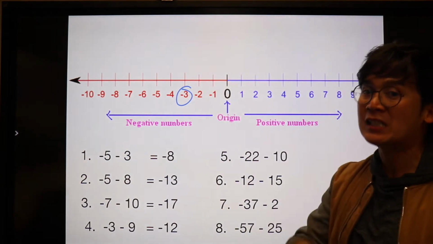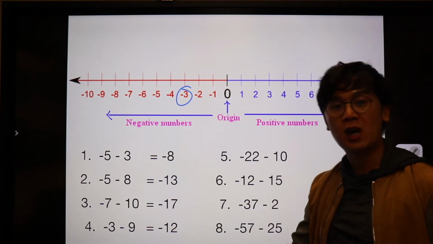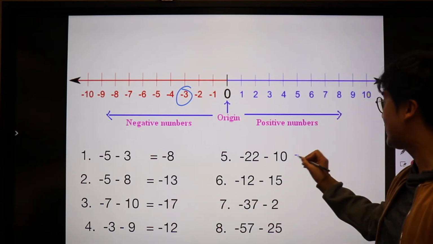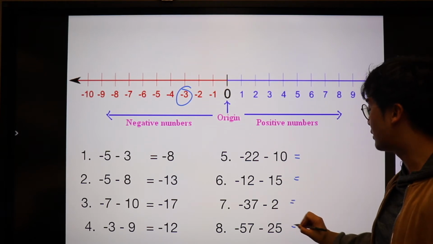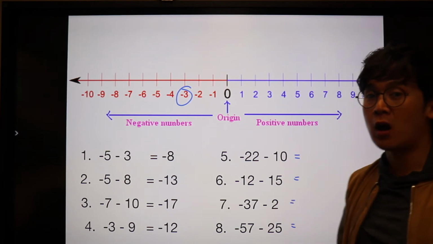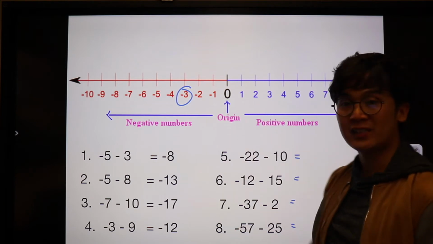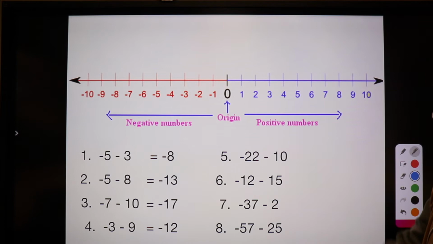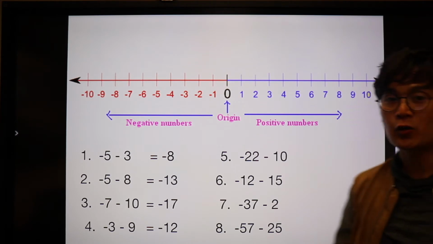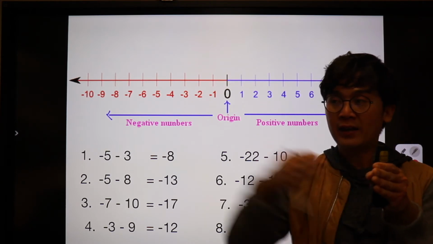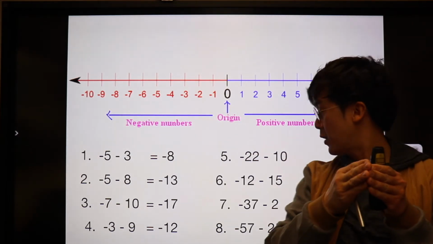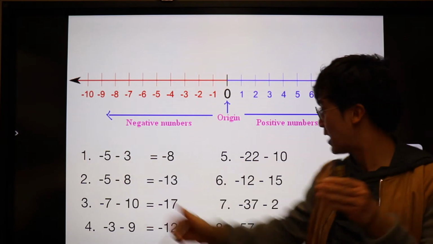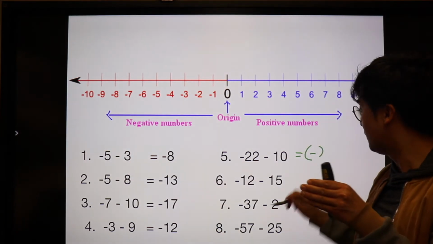So this is how we subtract integers. And again, to test if you understand the concept of this particular pattern of subtracting integers, let's see if you can figure out the signs of the results in subtracting numbers 5, 6, 7, and 8. For number 5, we have negative 22 minus 10. Negative 22 is on this side of 0, so negative 22 minus 10 is moving farther away to the negative side.